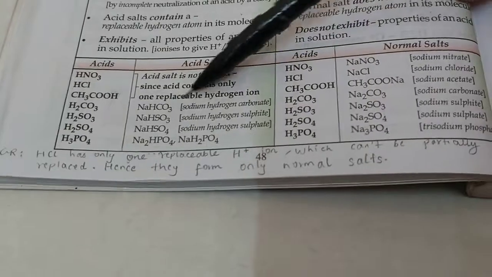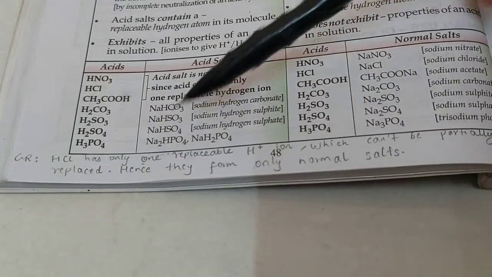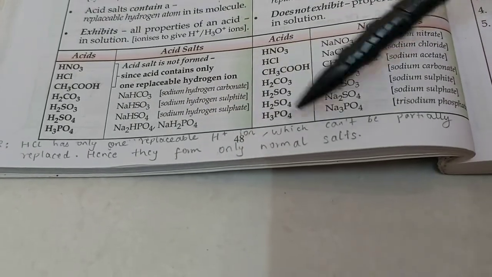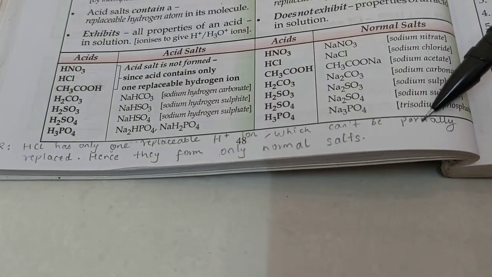Now we have a GR, please note it down. Why does HCl form only normal salts? Because it has only one replaceable hydrogen ion which can't be partially replaced by a basic radical.